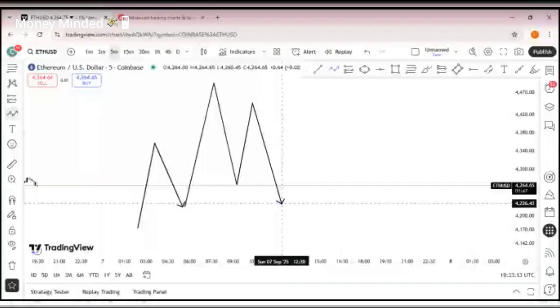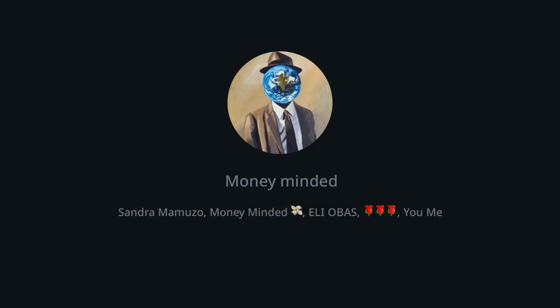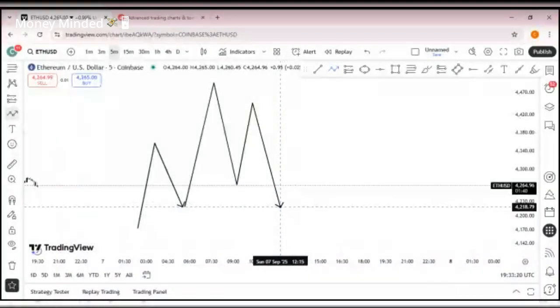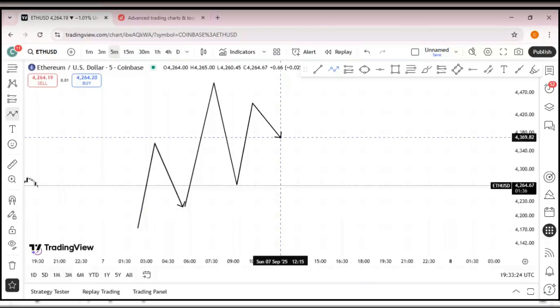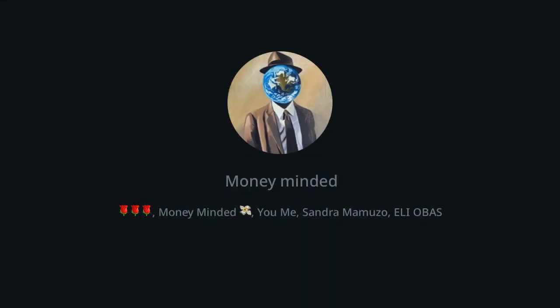Because I've already said this before, liquidity is known as money. So anywhere there's stop loss, limit order, those are liquidity zones. Price needs to sweep those people out and continue in its direction. So whenever you hit stop loss, you are being swept as liquidity. That is it.